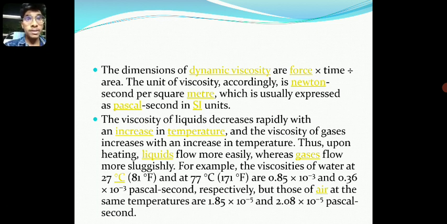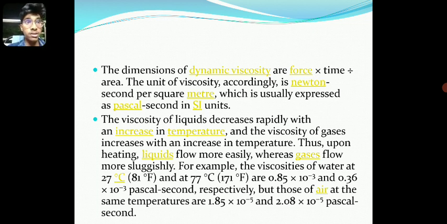which is usually expressed as Pascal second in SI units. The viscosity of a liquid decreases rapidly with an increase in temperature, and the viscosity of a gas increases with an increase in temperature. Thus, upon heating, liquids flow more easily, whereas gases flow more sluggishly.